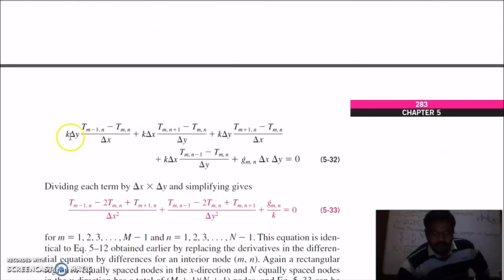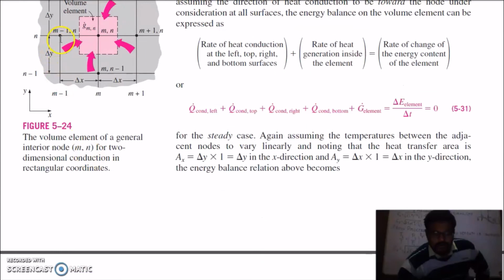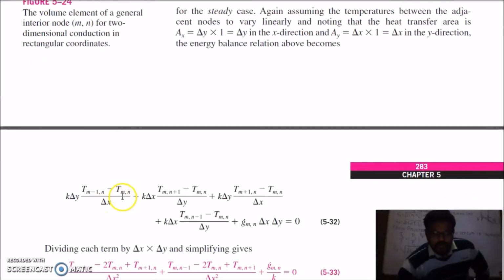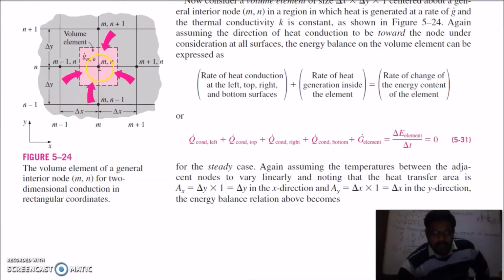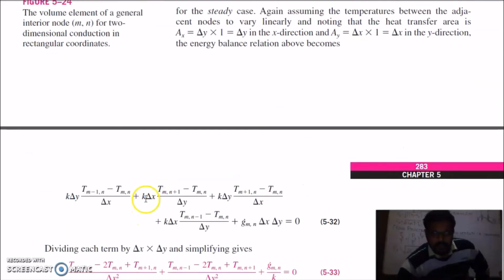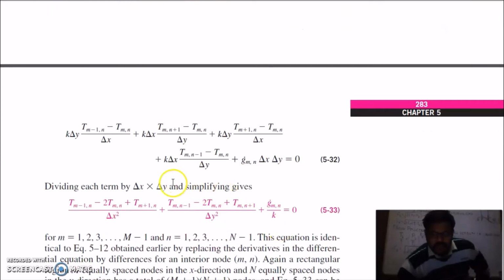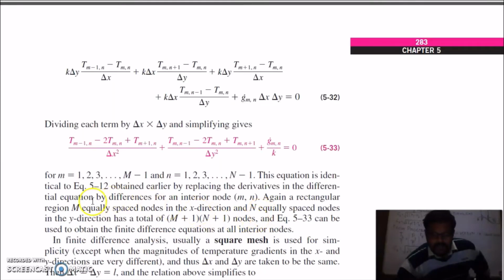So which is here. This is your area in the x direction. This is node T(m-1, n), which is this node, minus T(m, n), which is this node. Same for the other directions. You will get this equation here. So divide by del x del y, you will get this equation, where m is equal to 1, 2, 3 to M-1 and n is equal to 1, 2, 3 to N-1.